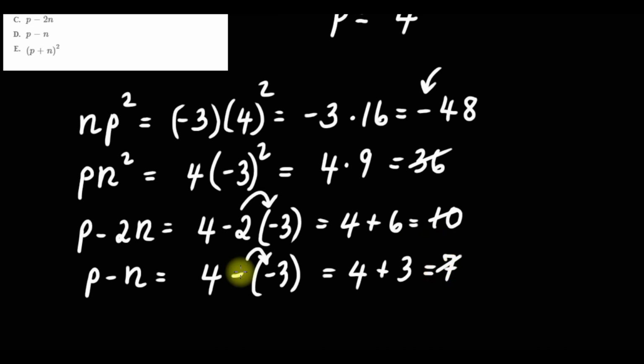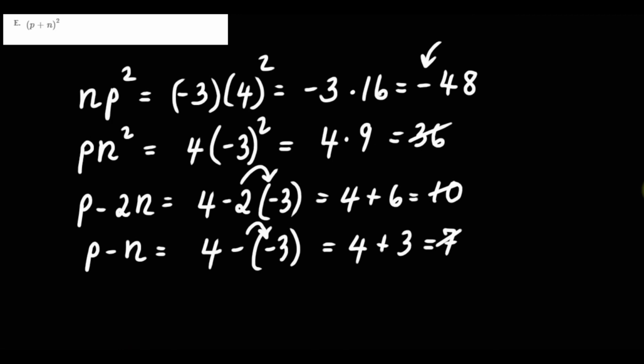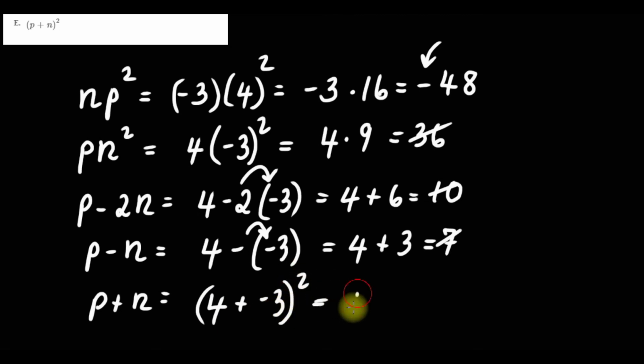And then on to the last one. This is going to be a positive number because you end up squaring whatever the number inside the parentheses is, right? So here we have p plus n, so that's 4 plus negative 3, and then we have to square it. That would be 1, and when you square 1, you get 1. So that's a positive number, higher than negative 48. So the correct answer is negative 48.